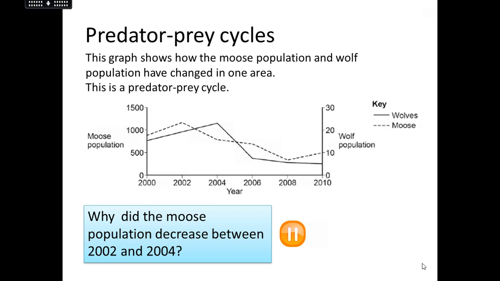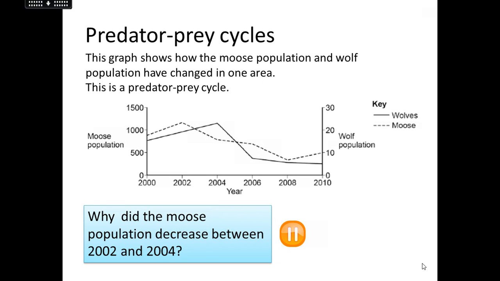So you can see the moose is the dotted line, and they increase between 2000 and 2002. But it will get to the point where the moose will probably be such a high number that the wolves are able to feed more successfully because they hunt the moose. The wolves, the more solid line, increase a little bit lower than the moose, which is important because as soon as the number of wolves goes above that base number of moose, there's not going to be enough food for those wolves.